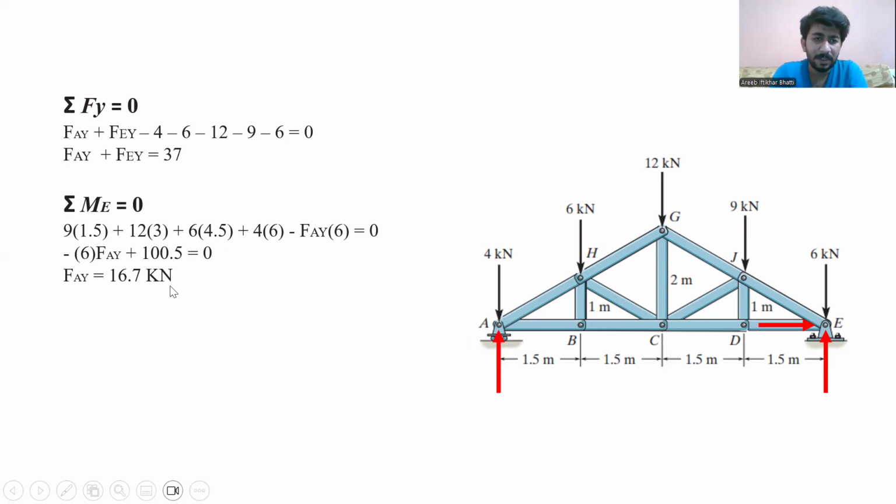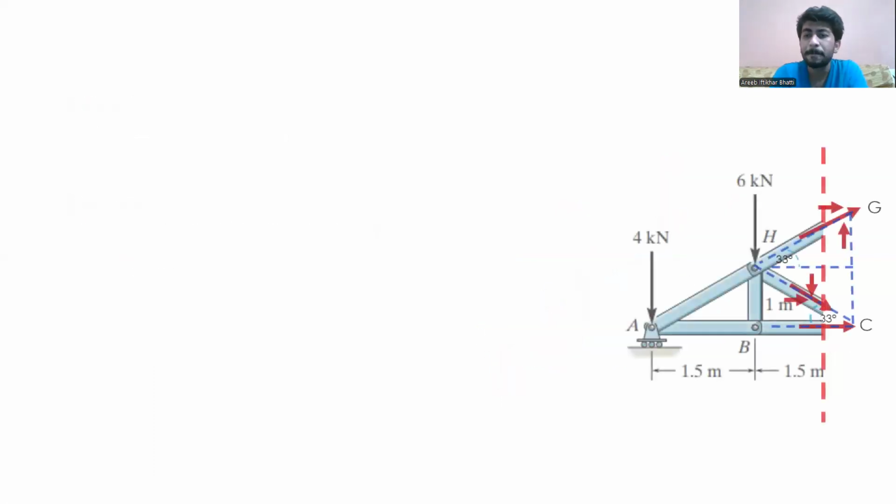After solving these terms, we get force Ay, which is the reaction force at point A, equal to 16.7 kilonewton. After that, we can find the forces in the members. So you see, I take the left side of the truss, and this is our reaction force that we have found already. You see that these members make an angle of 33 degrees, and you can find these angles by using the term tan theta.